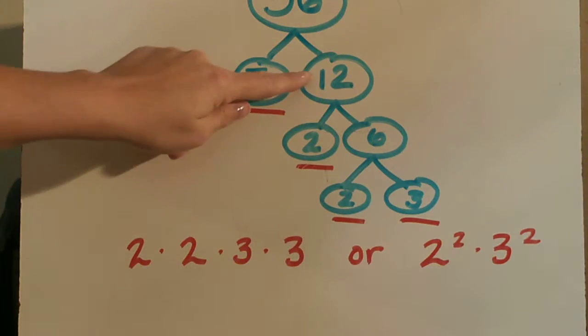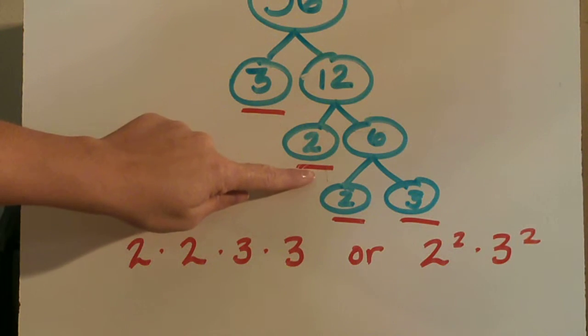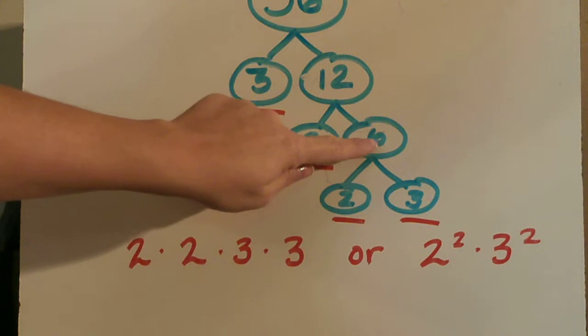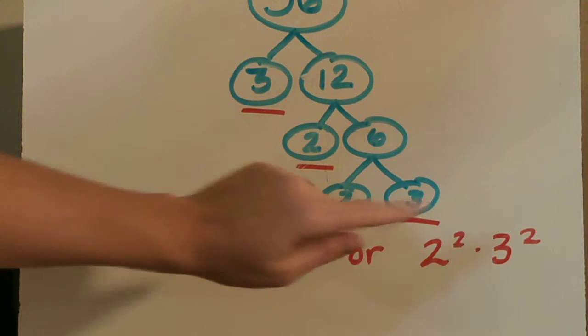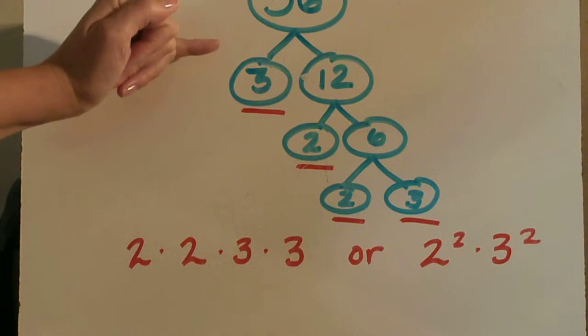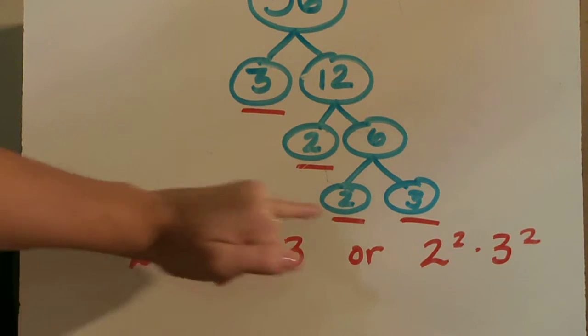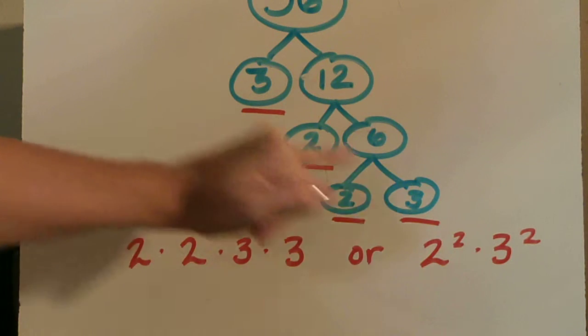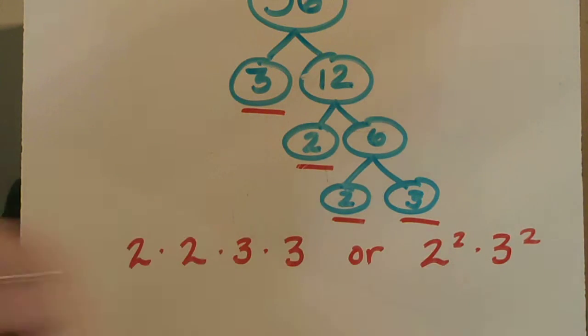That's one combination of doing 12. And I'm left with 2. I have to stop here. But 6 is 2 times 3. So now, using this combination of numbers for 36, I still have 2 times 2 times 3 times 3, or 2 squared times 3 squared.